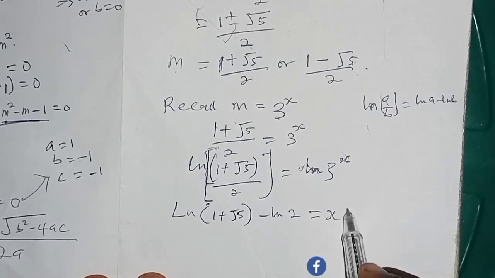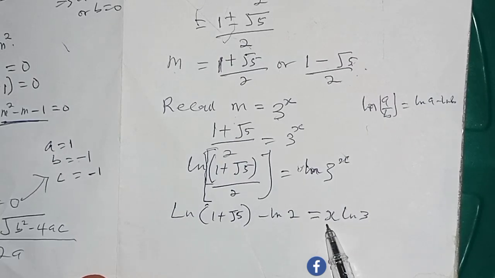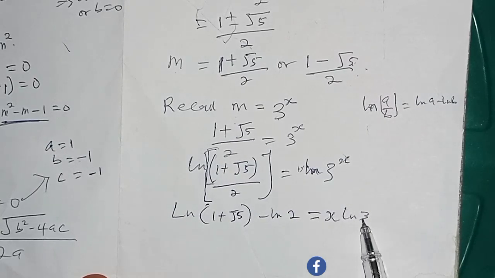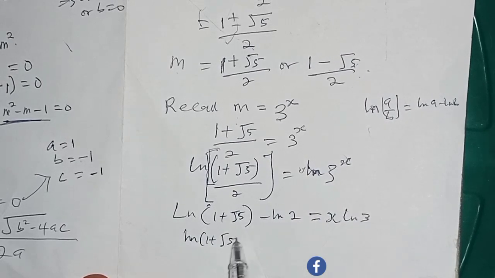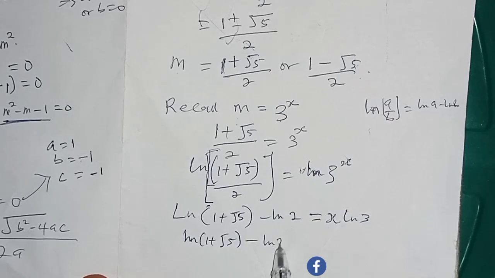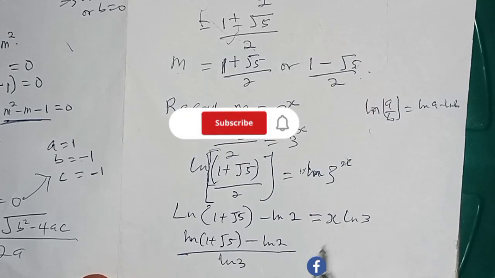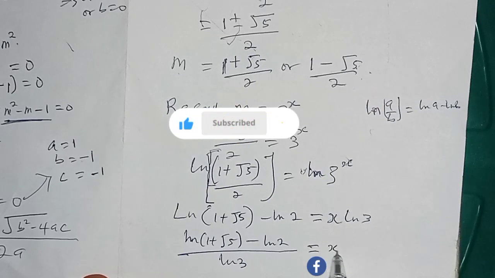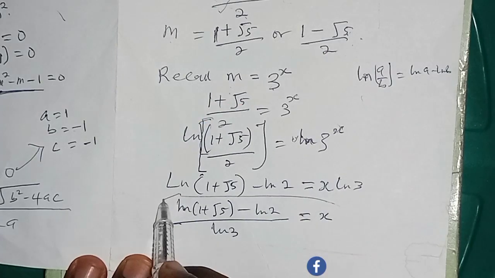and then this one I'm going to bring down here, that is the property of log, so I'm going to be having x ln 3 right here, and so to get my x I'm going to divide through by ln 3, and I'm going to have ln of 1 plus root 5, minus ln 2, all divided by ln 3, is equal to x. And of course this is actually going to be our final value.